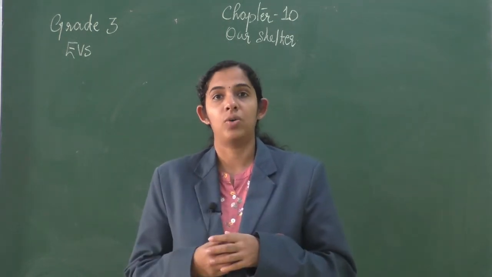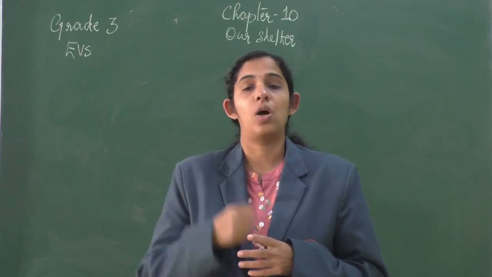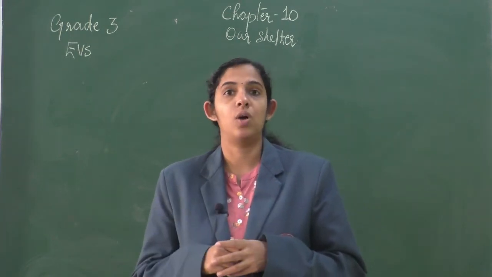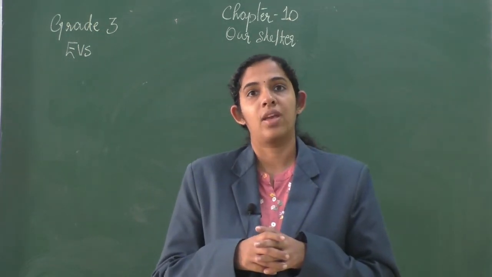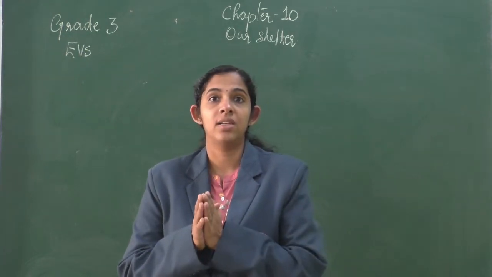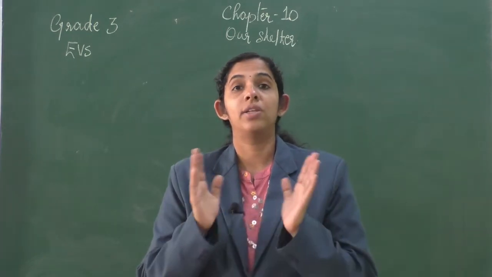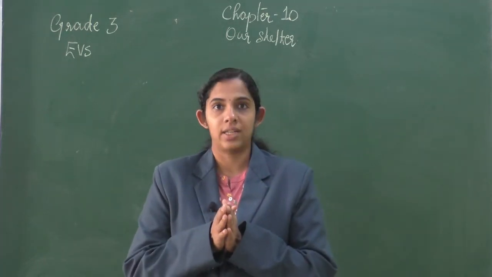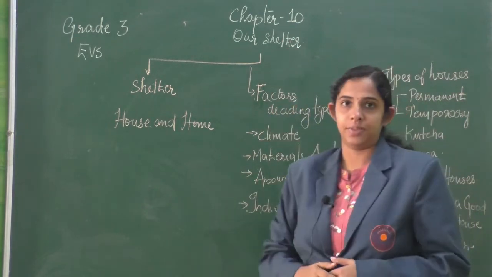We have discussed different varieties of houses and unusual houses. We have seen some unusual houses, and also the qualities of a good house and why it is important to keep our houses clean, safe and free from insects and rodents. So all these we have discussed during our interactive session. Let us discuss the mind map of chapter 10, Our Shelter.